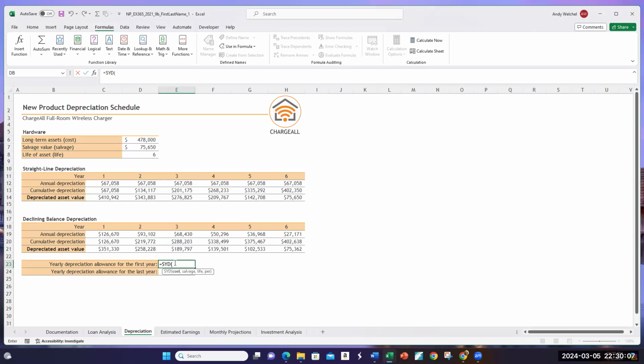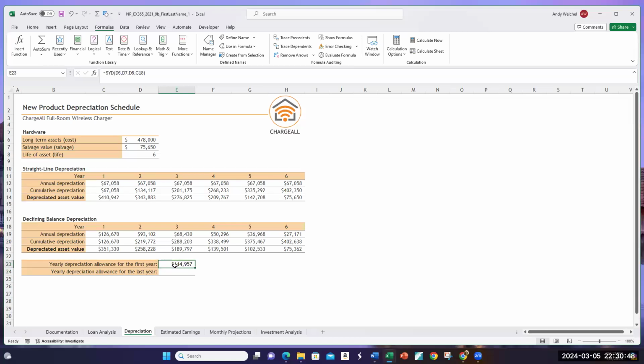SYD returns the sum of the year's digits depreciation for a specified period. The first year is what we want. So we'll be clicking on that 1 at some point. We want the cost. Are we going to be dragging this across? No. So I'm not going to bother freezing it. We want the salvage, comma. We want the life. We want the period. So I guess that's a period. Period 1. And then close parentheses. And you should have 114,957.